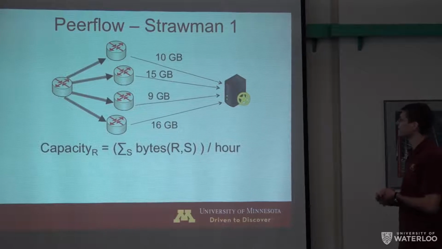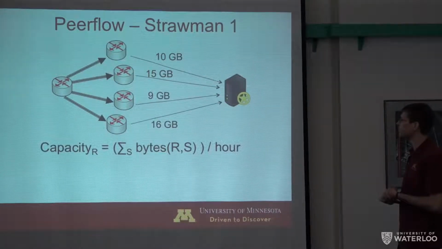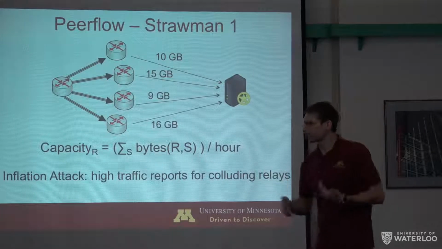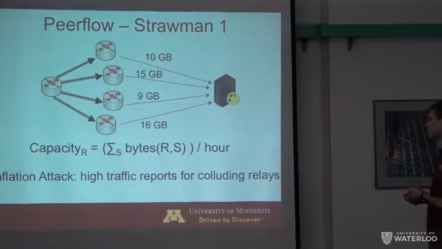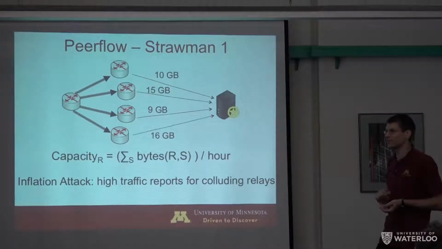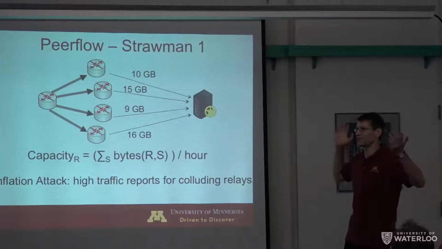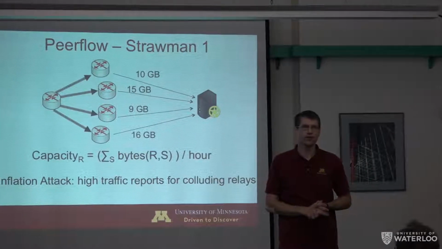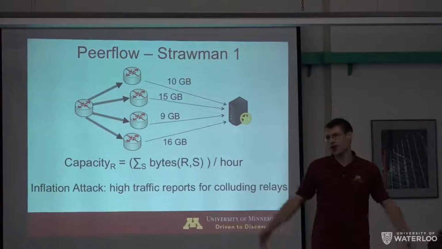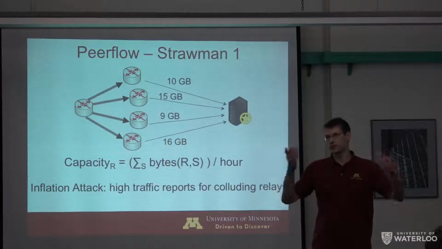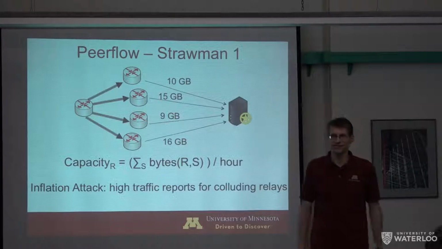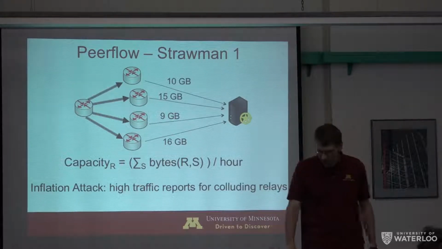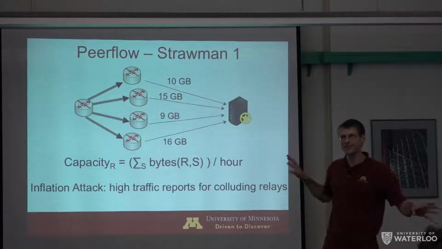All right, so this might sound like a reasonable thing to do, but it's not very secure if we're worried about an attacker who's trying to increase his capacity. You just report a really large number of bytes seen from your colluding relays, and you'll get a really large capacity, right? Wouldn't that just stand out from everybody else's? Of course it would be different from everyone else's, but I haven't described any additional security mechanisms at this point, right?